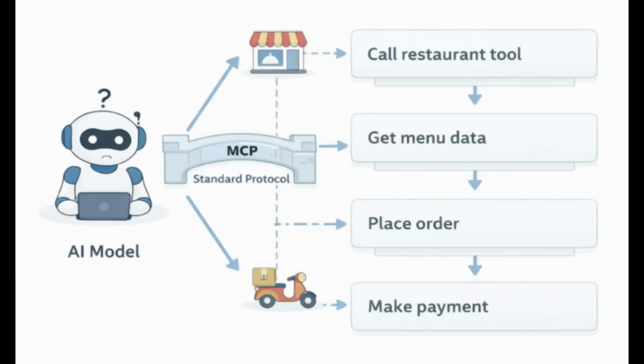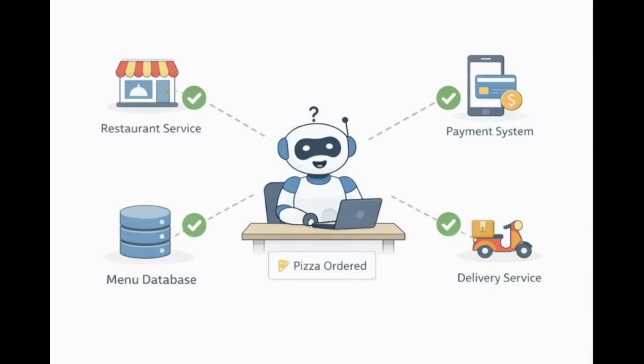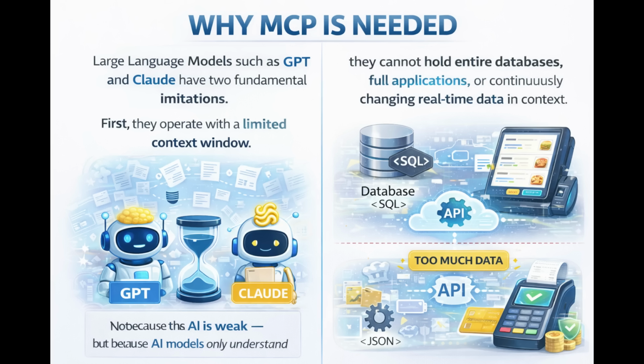It uses the restaurant tools, it fetches the menu, it selects the item, it calls the payment system, and it confirms the order. So here everything happens in a controlled and structured way. This is how AI agents use the MCP protocol to safely and reliably interact with real-world systems. In simple terms, MCP is like a common language that allows AI to correctly use tools, data, and software systems.